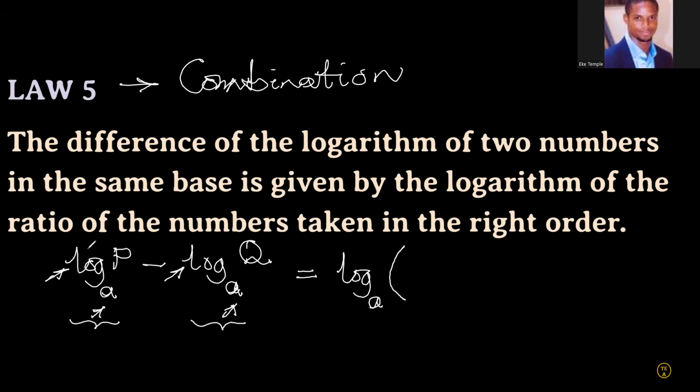The positive logarithm, log base a of p, is the positive one. The positive one takes the position of the numerator, divided by the negative logarithm. This is negative log base a of q. The negative logarithm, that is q in the argument, takes on the position of the denominator. That's right. So the combination is completed here.